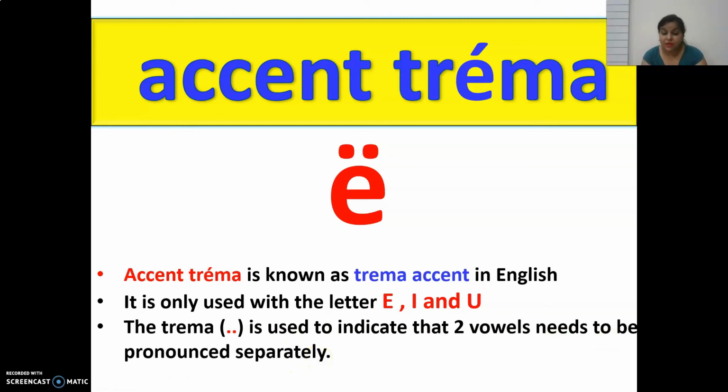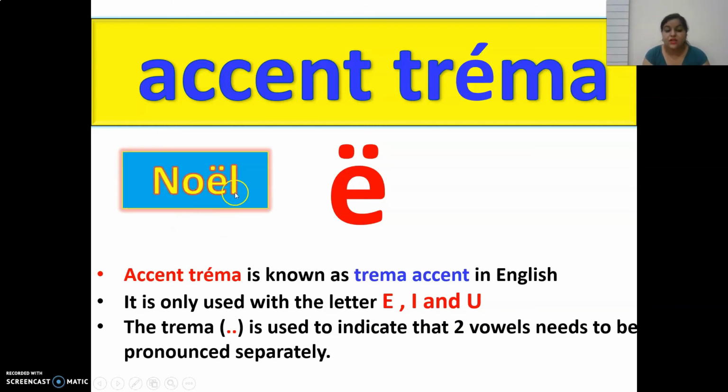So why do I put trema on a vowel? So that when two vowels are coming together in a word and I want the sound of each vowel to come out differently, not combined, at that time I use trema on the second vowel. So let's just see the example.